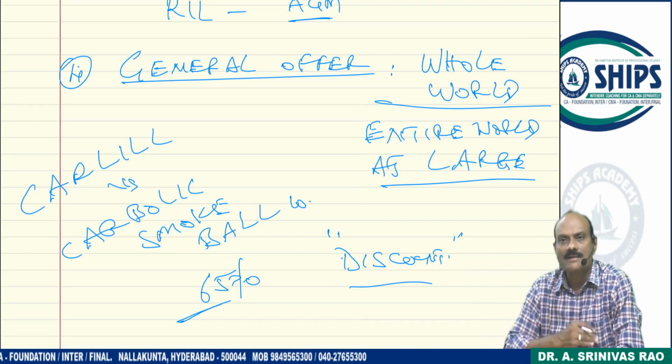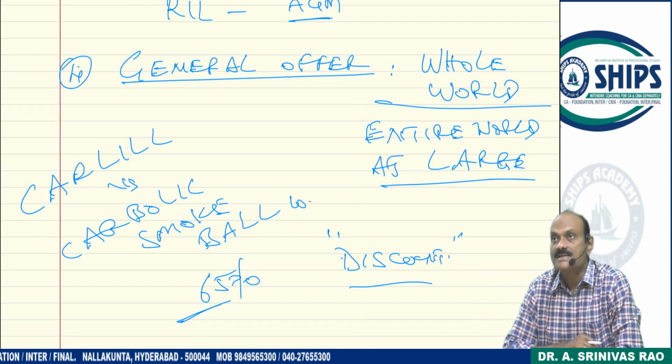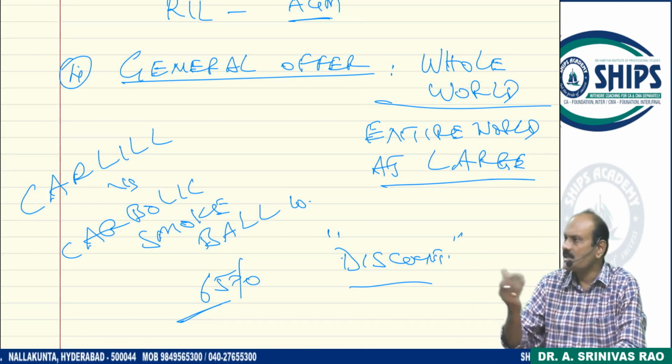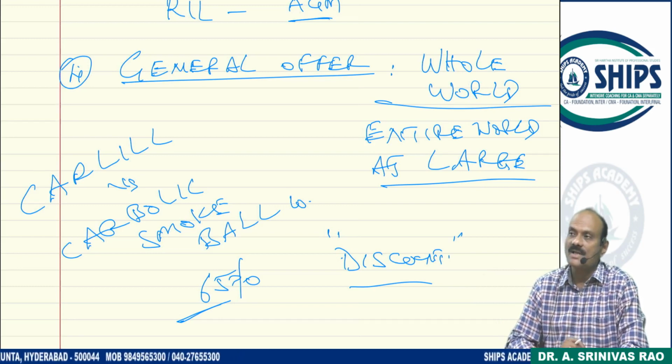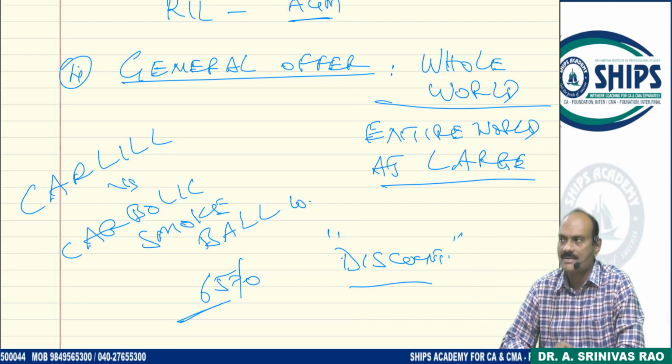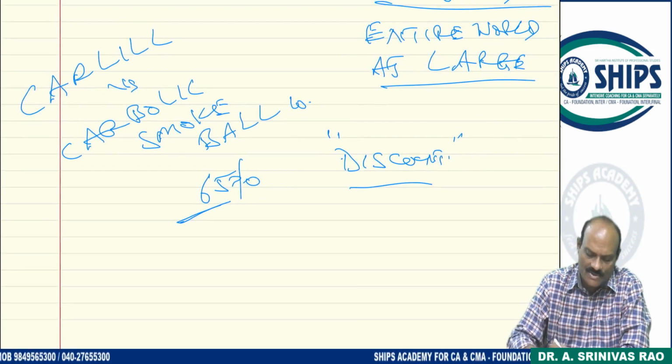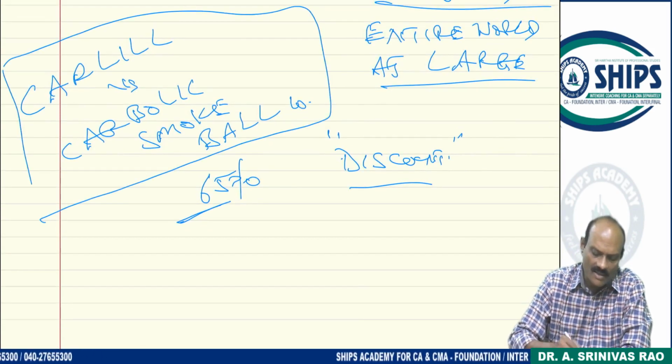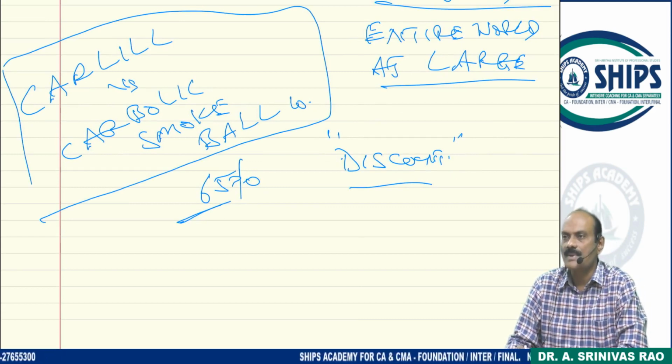You didn't write anything there. You said discount sale, that's all. Anyone who comes to my shop can avail this discount. That's why, when an offer is given to the whole world at large. For this understanding purpose, we have one familiar case, Carlill versus Carbolic Smoke Ball Company.